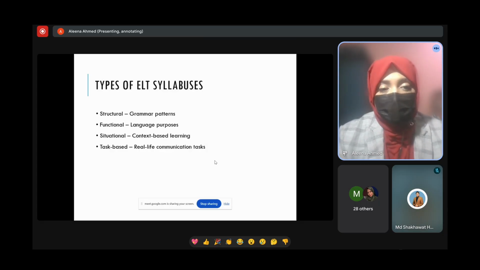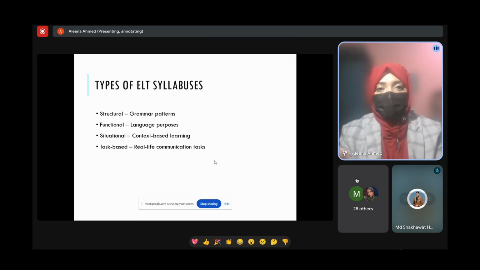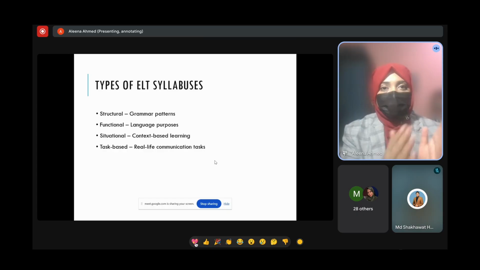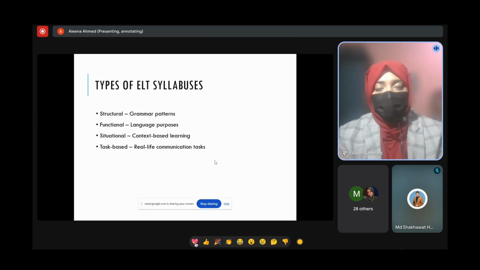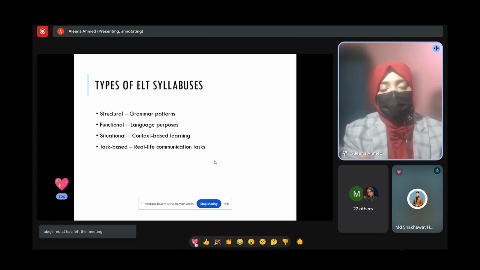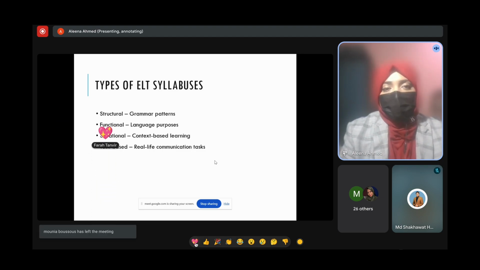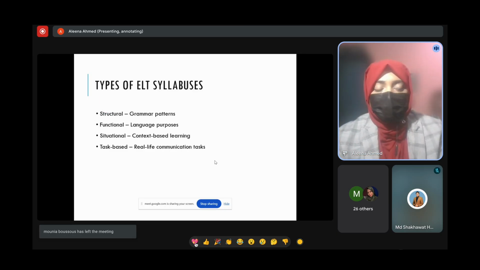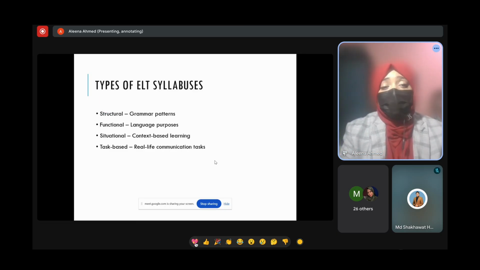But structure is just following the grammar patterns. This is structural syllabus that I have talked about earlier, that it is just taught to the students through different drills. This is the structure of present indefinite tense. Subject plus first form of verb plus object. This is present indefinite tense, and that is what they memorize, and that is what they write in the exam as well, right?